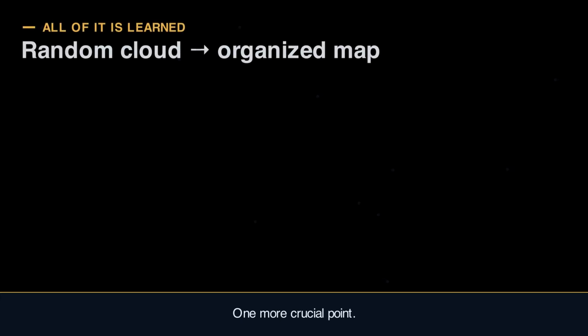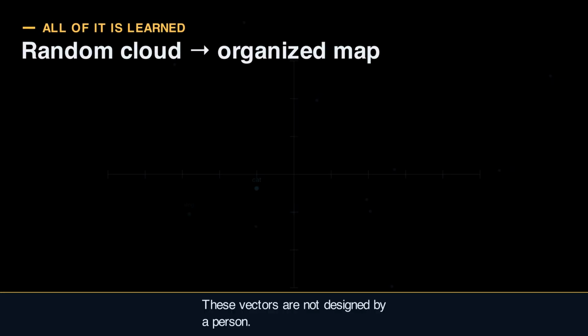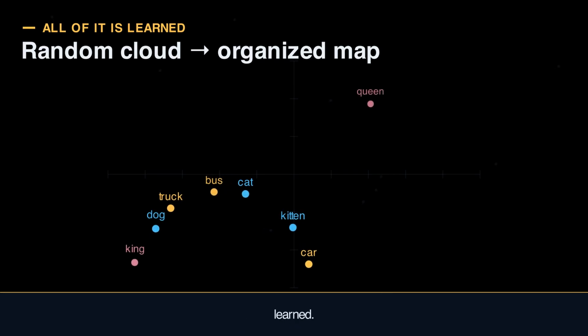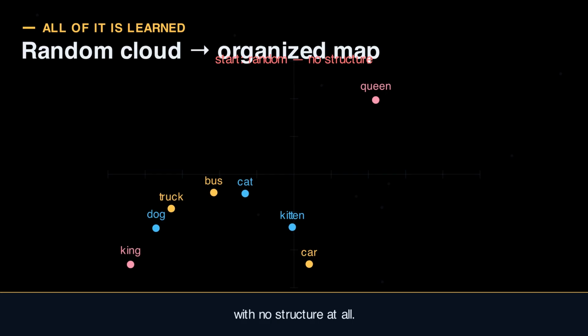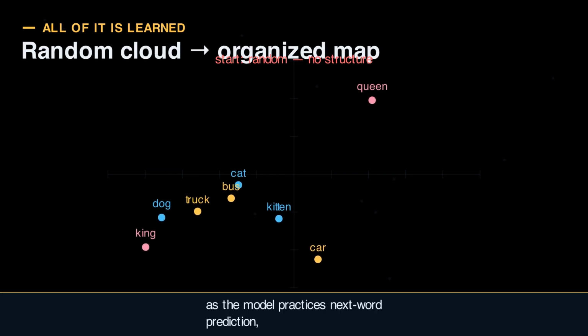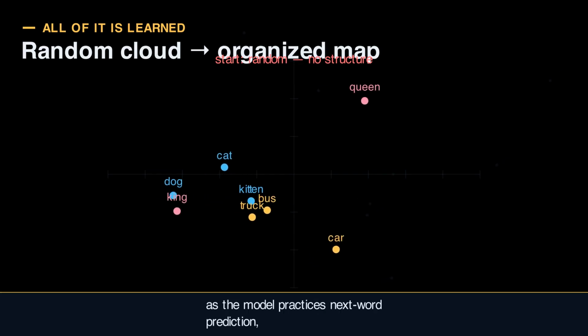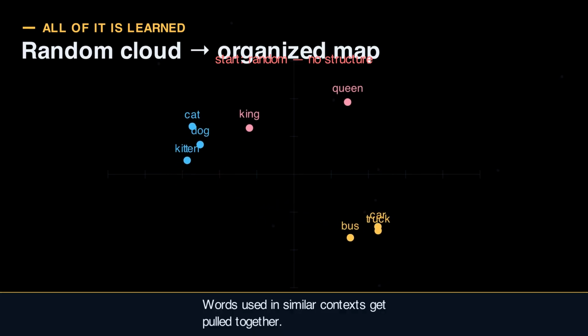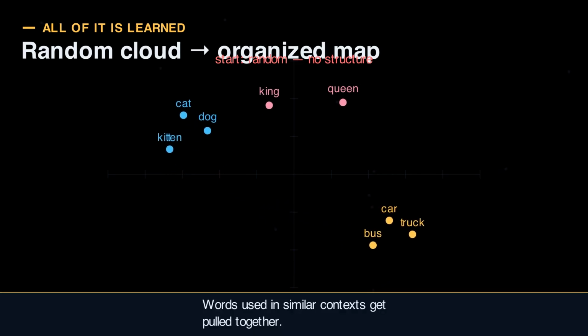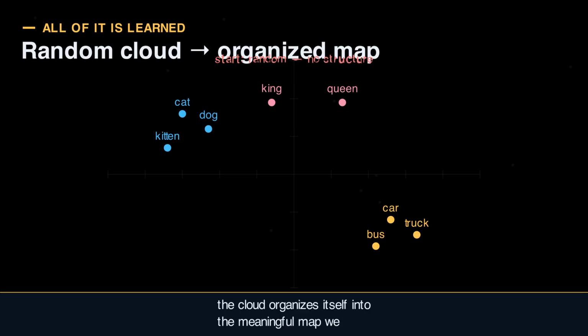One more crucial point. These vectors are not designed by a person, they are parameters learned. At the very start, every embedding is random. The words are scattered with no structure at all. Then, as the model practices next word prediction, it nudges the vectors. Words used in similar contexts get pulled together. Slowly, the cloud organizes itself into the meaningful map we just saw.